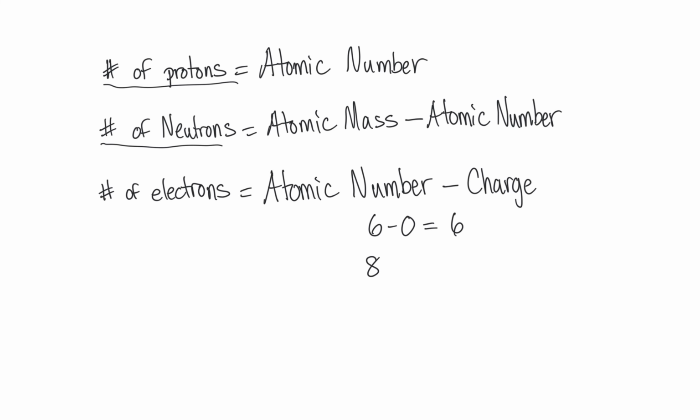Often with oxygen, another element, oxygen often forms a negative 2 charged ion. So if we had 8 protons in oxygen minus the negative 2 charge, that would give us 10 electrons. Because if you subtract a negative number, you end up adding that number. So you can keep track of electrons by doing the atomic number minus the charge.